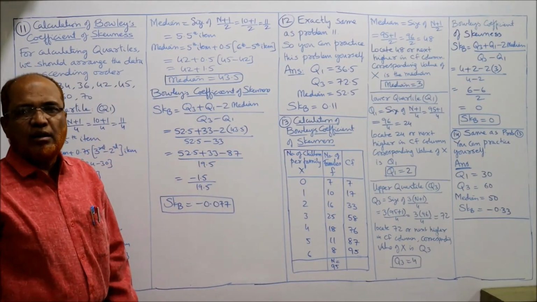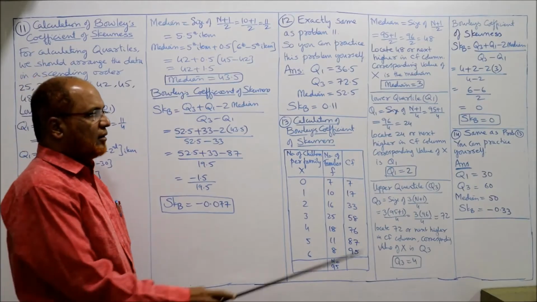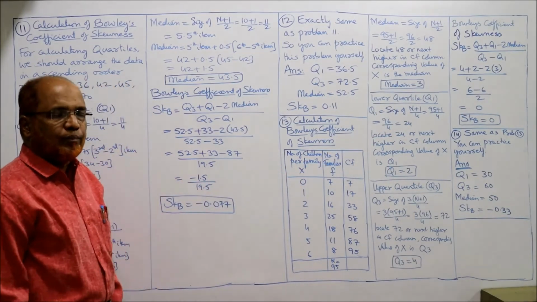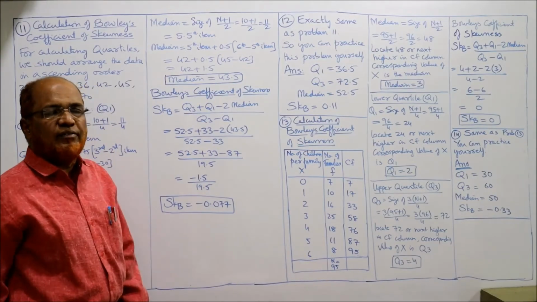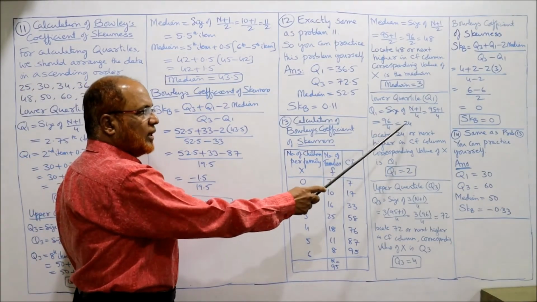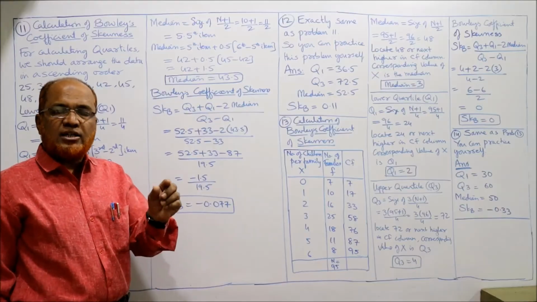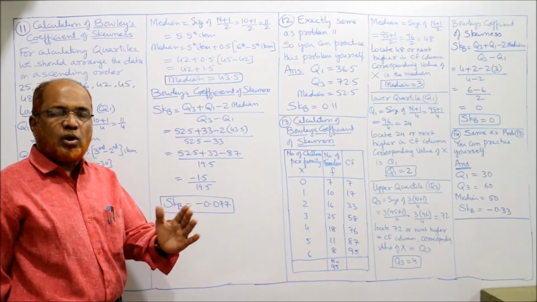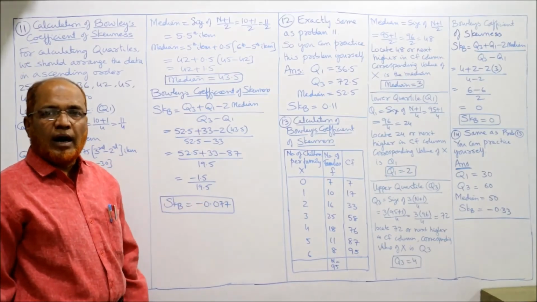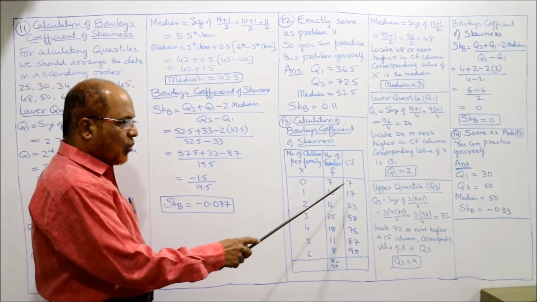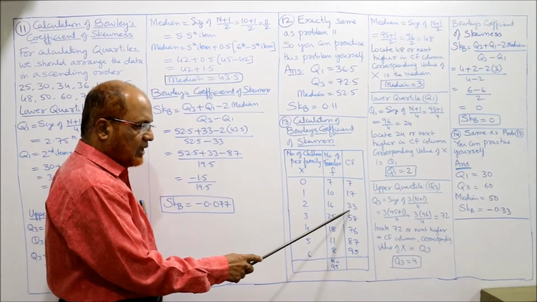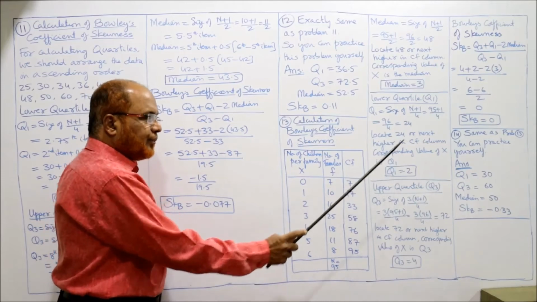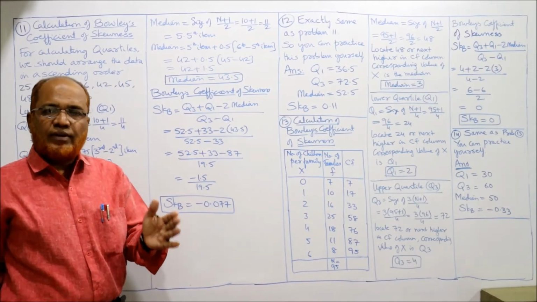We got the median. Now we need the lower quartile Q1. Lower quartile Q1: size of (n plus 1) by 4. 95 plus 1 divided by 4, 96 by 4, 24. Now locate 24 or next higher in CF column. Corresponding value of X is the Q1. What is the higher than 24 here? 33. Against 33, what is the value of X? 2. So 2 is the Q1. So we got the median, we got the Q1.